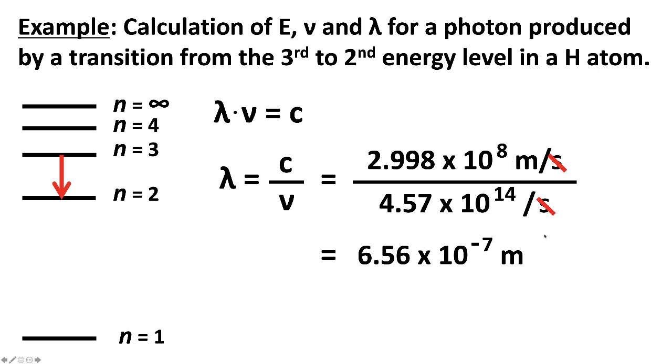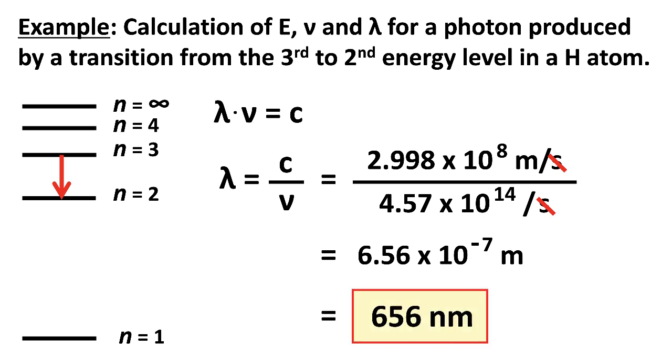We often, sort of by convention, convert this to nanometers. So you might want to make sure that you can do this conversion. And converting meters to nanometers, 6.56 times 10 to the minus 7th meters is 656 nanometers. And that is the wavelength of the light produced, or photon produced, by the 3 to 2 transition in a hydrogen atom.